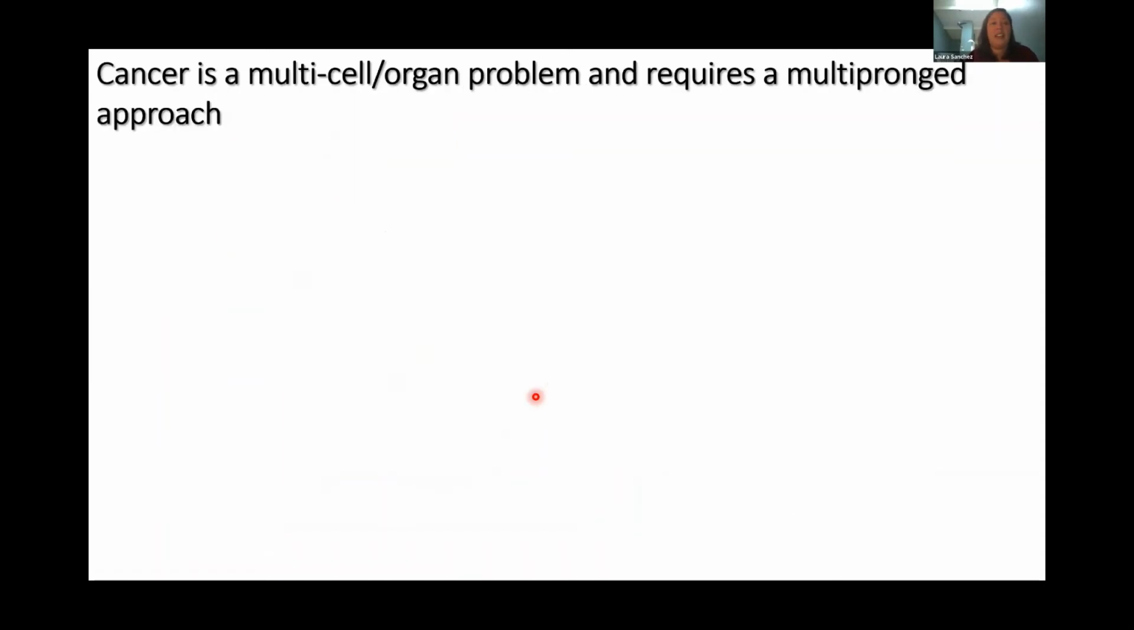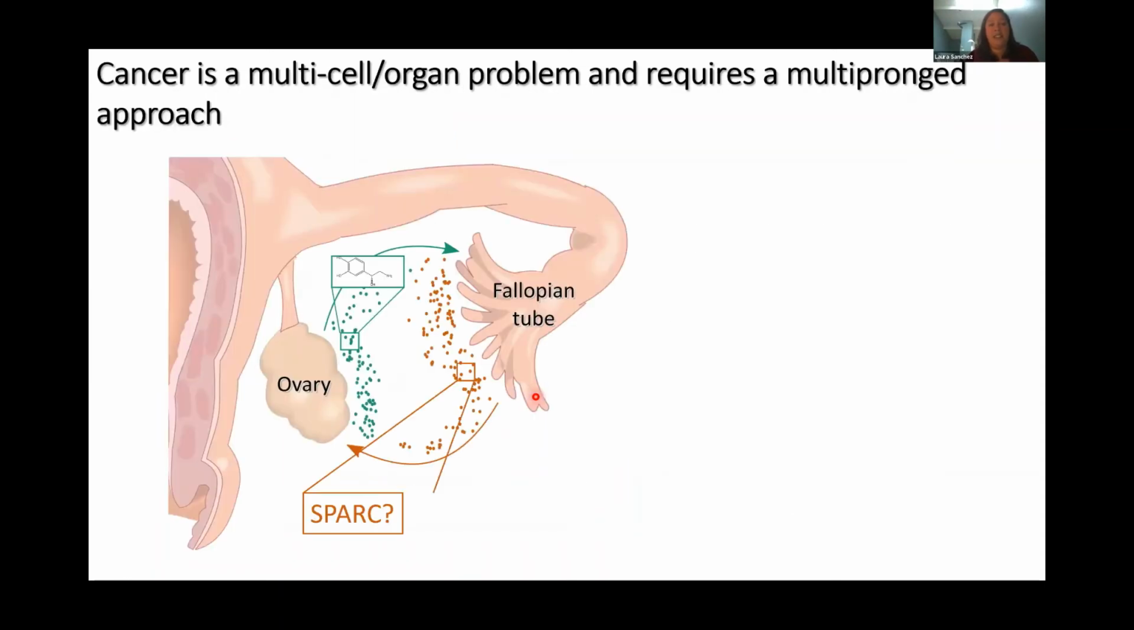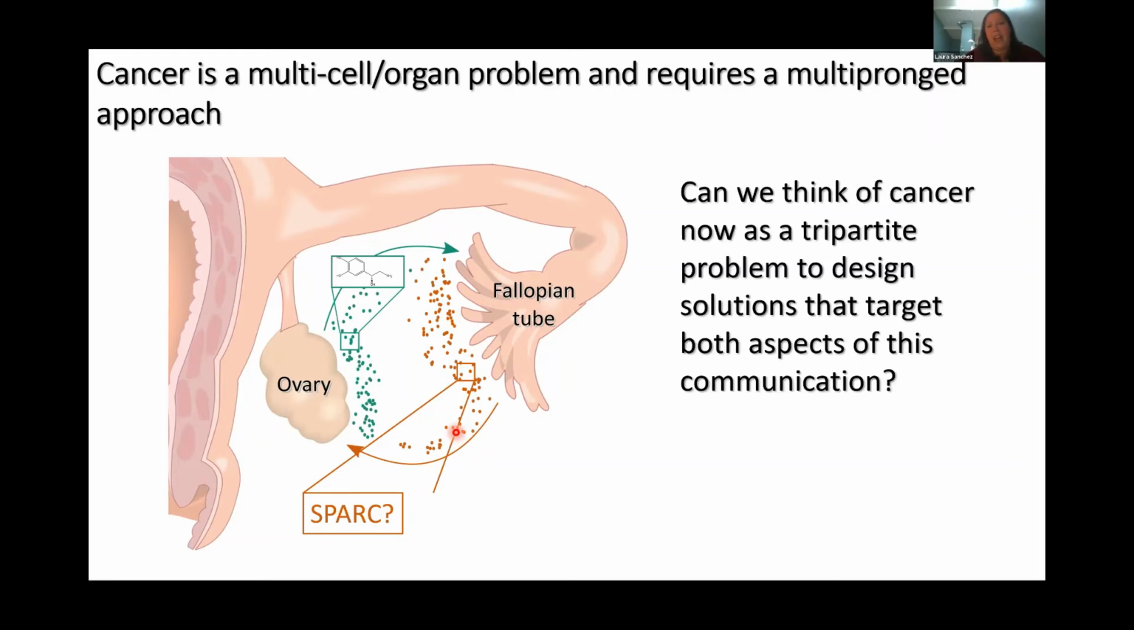So I hope at this point I've convinced you that ovarian cancer is really a multicellular organelle problem, and that really designing a multipartite solution might be a better outcome. Because I think now, if you can block essentially both sides of this communication, or even think about how nutrients were removed from the system, I think that might be a better way to think about how we design earlier interventions.